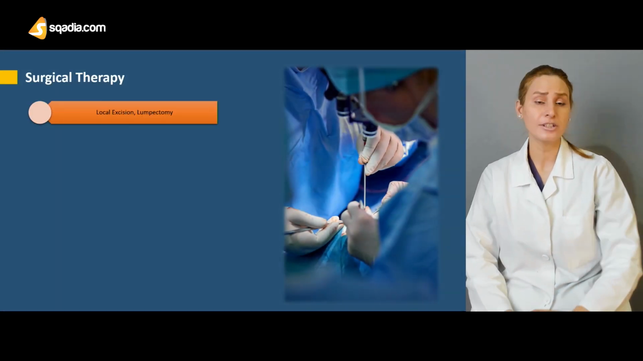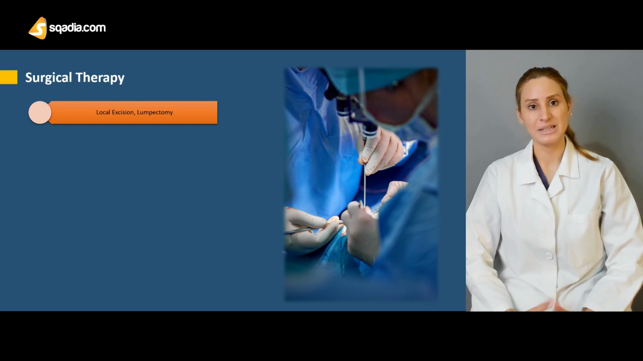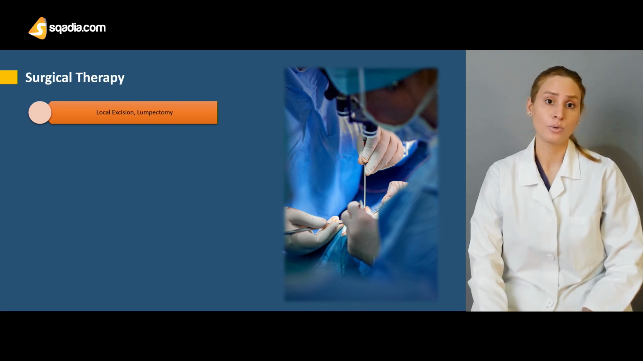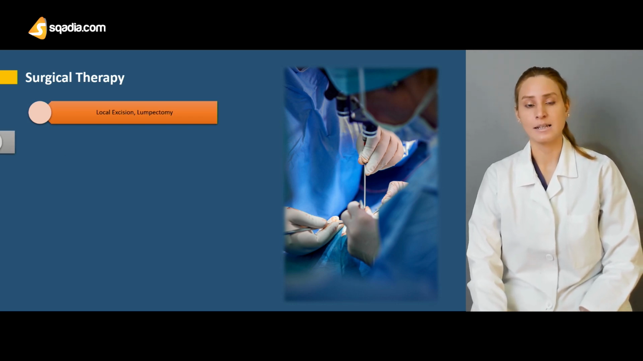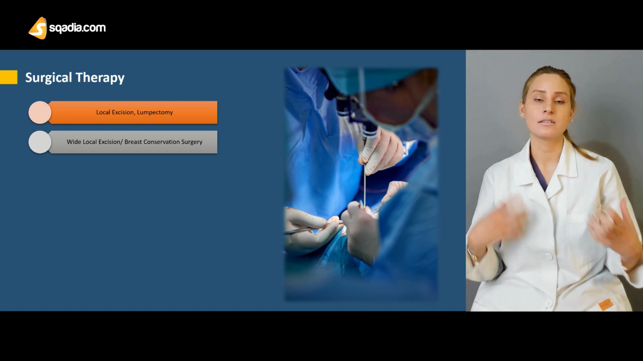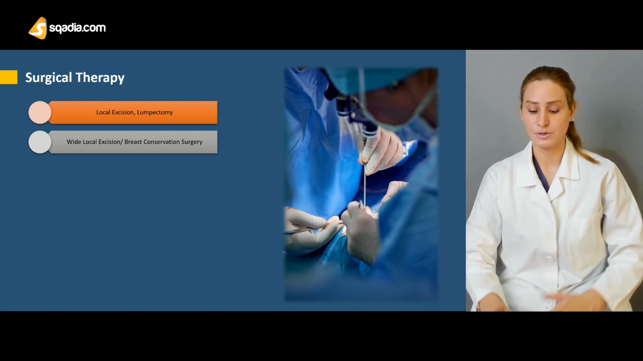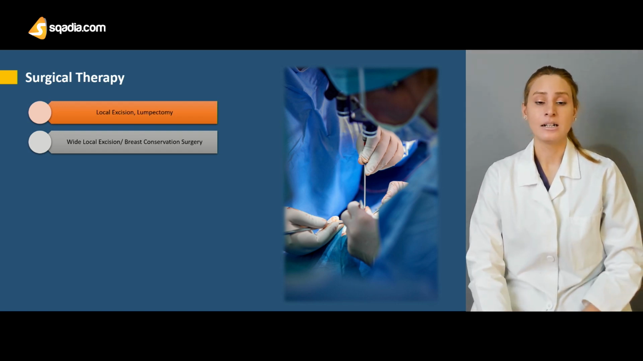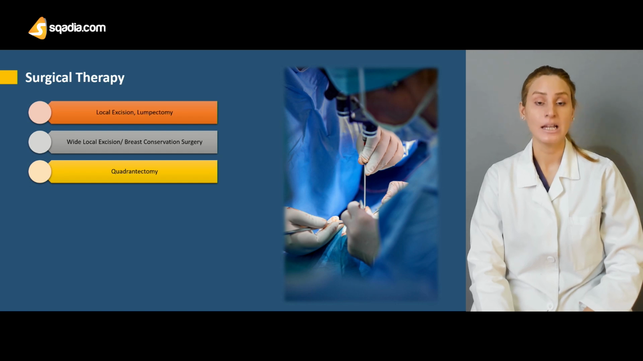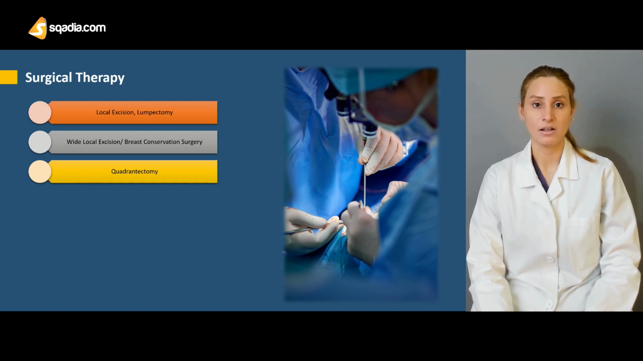Now, when you talk about surgical therapy, the options available are local excision, which is more common for benign tumors like fibroadenoma where a palpable lump is there; this is called a lumpectomy. Or you go for the wide local excision, which is breast conservation surgery, where you don't take a lot of breast tissue so that the normal breast volume is left intact. And you can go for quadrantectomy, as the breast has 4 quadrants. If you do surgery on a quadrant, that is called a quadrantectomy.